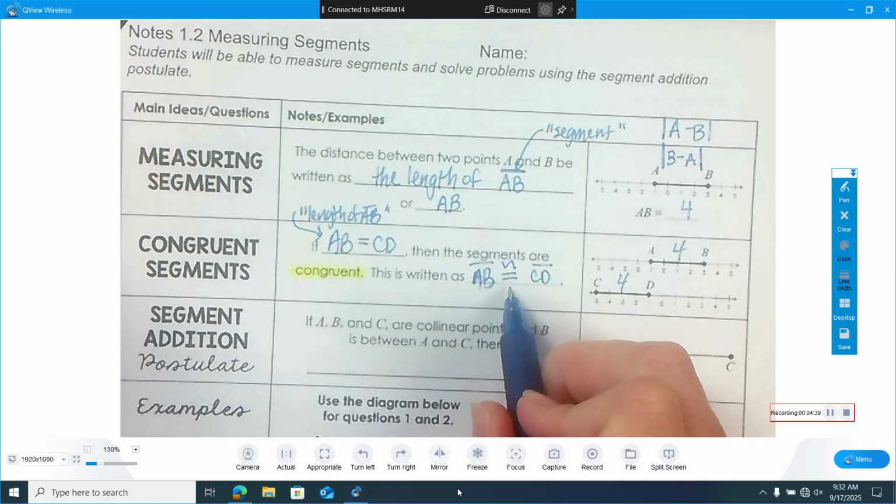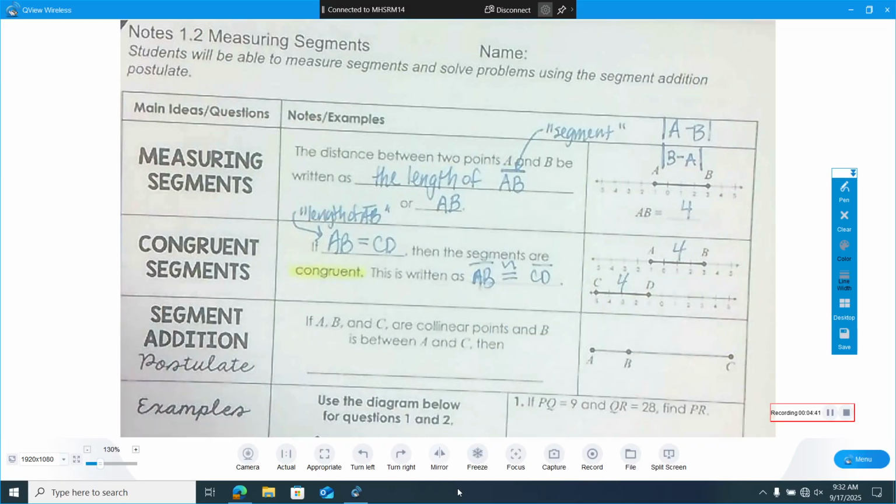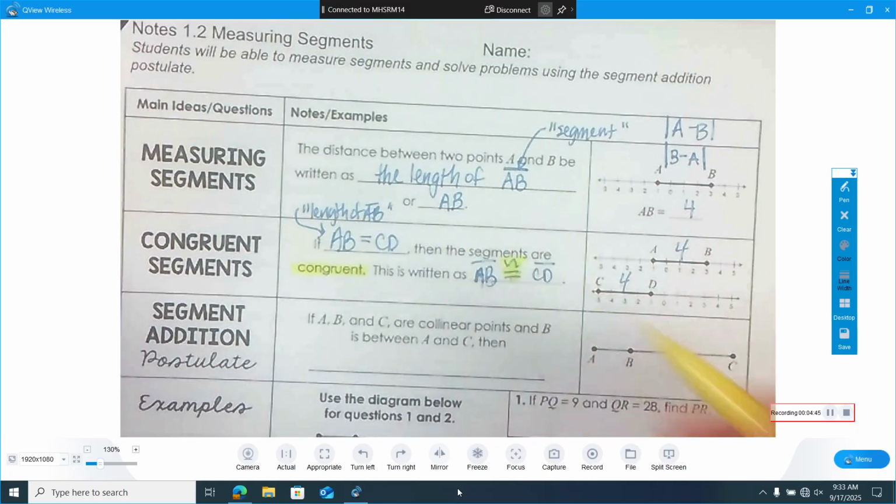This is the congruence symbol right here. It's an equal sign with a little tilde over top of it, and that is the word congruent. Segments can be congruent. They appear to be identical, even though they're in a different place in space, but the segments are congruent if they have the same length.